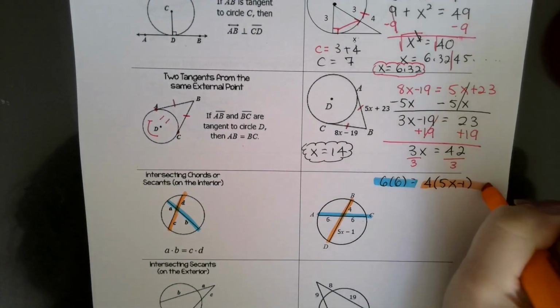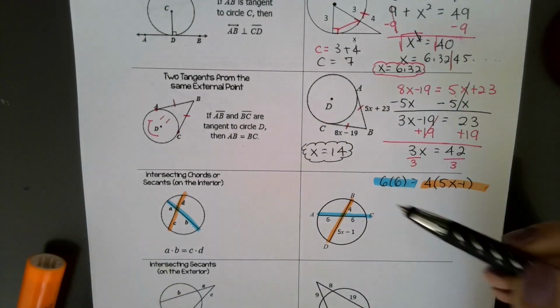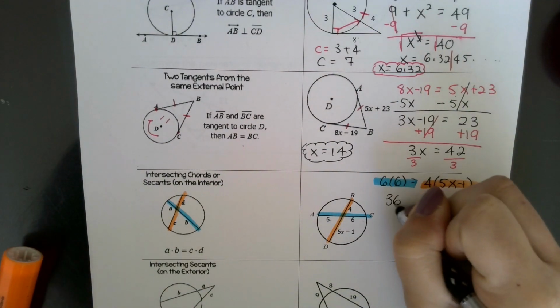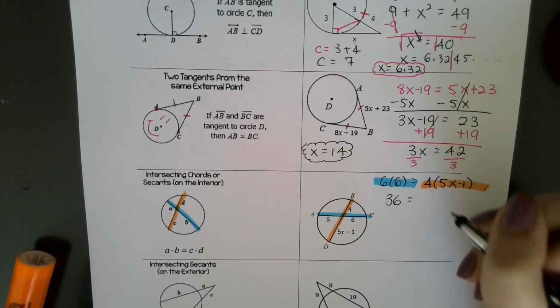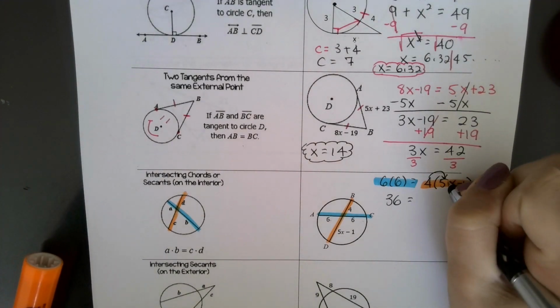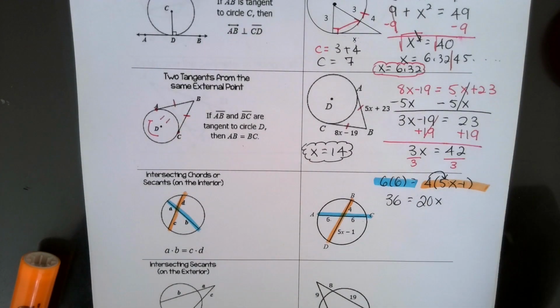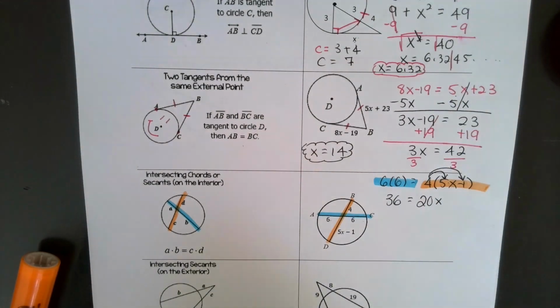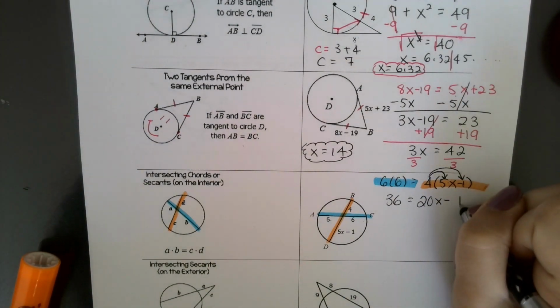And now we're going to simplify. So we have 6 times 6, 36. Now that 4, I'm going to distribute it. 4 times 5x is 20x. 4 times negative 1 will be negative 4.